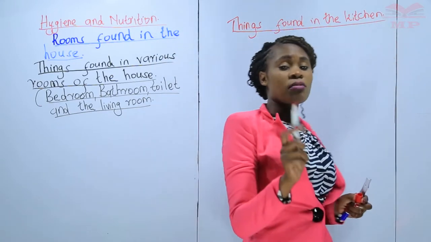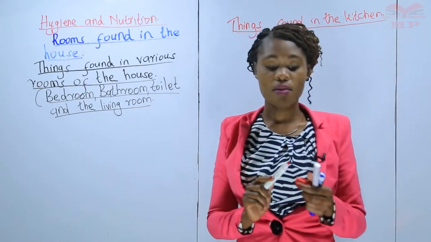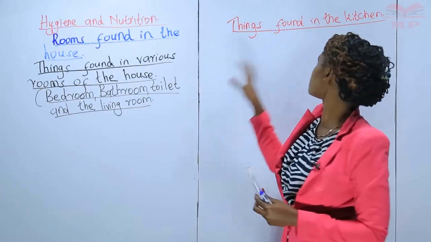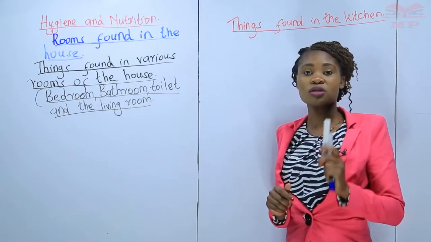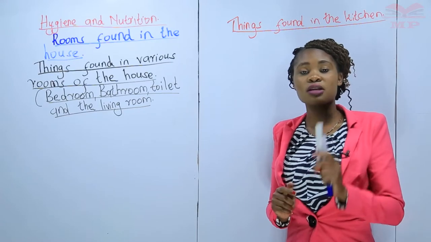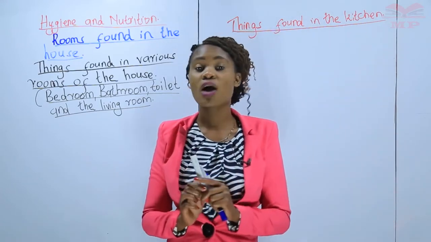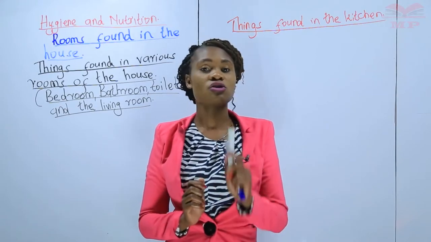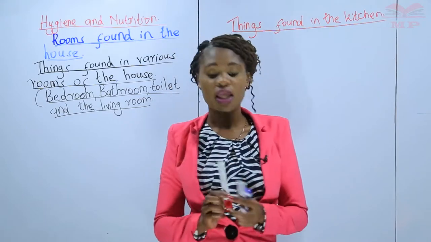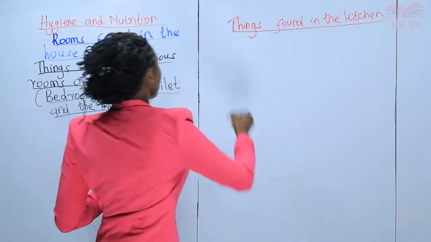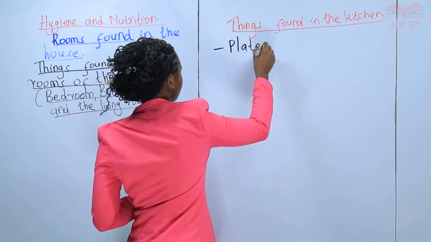A kitchen is a place where we cook our food or where we prepare our meals. Now, what are some of the things that are found in the kitchen? Most things that are found in the kitchen are utensils. And utensils are the things that we use to cook and serve food. So what are some of these utensils that can be found in the kitchen? We have plates. We use plates to serve food.